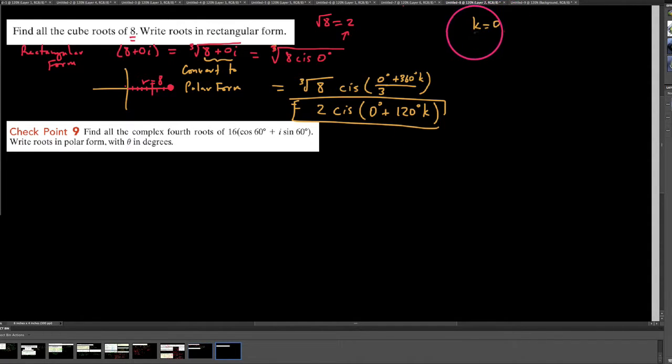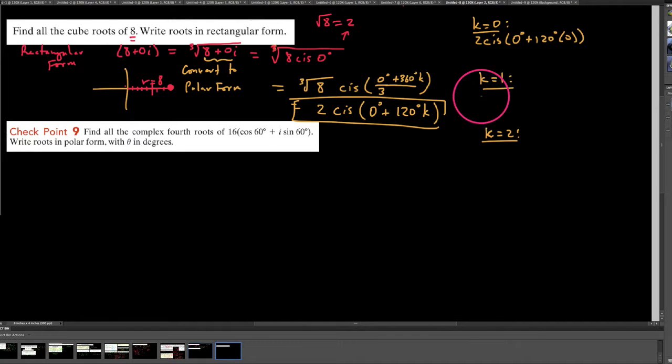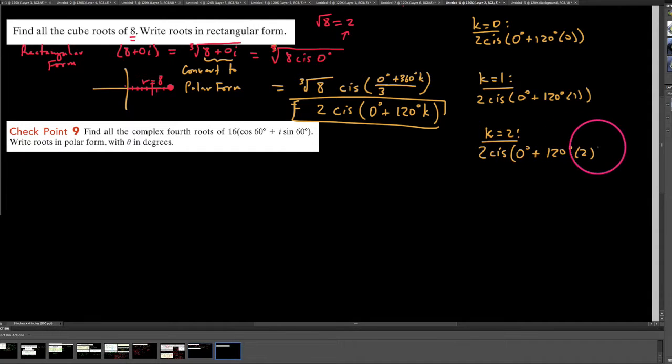Now the question is what we're going to substitute in for k. We certainly know that k starts at 0, then we do k as 1, and because we went up to a cube root, we're going to stop at a k that's 1 less in value than the root we're taking, so we'll stop at k as 2. In the first case, we get 2 CIS of 0 degrees plus 120 degrees times 0. In the next case, we get 2 CIS of 0 degrees plus 120 degrees times 1. And down here we get 2 CIS of 0 degrees plus 120 degrees times 2.